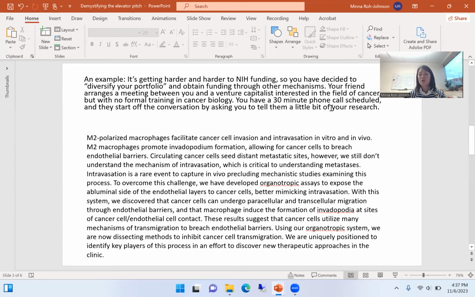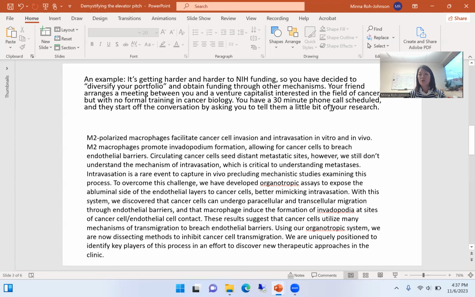So that's outlining the big picture about macrophages and cancer, and then I frame the specific problem. We still don't understand the mechanism of intravasation, which is critical to understanding metastases. Why is this still an open question? Well, intravasation is a rare event to capture in vivo, precluding mechanistic studies examining this process. So what is our approach now to help solve this problem? To overcome this challenge, we have developed organotropic assays to expose the abluminal side of the endothelial layers to cancer cells, better mimicking intravasation.